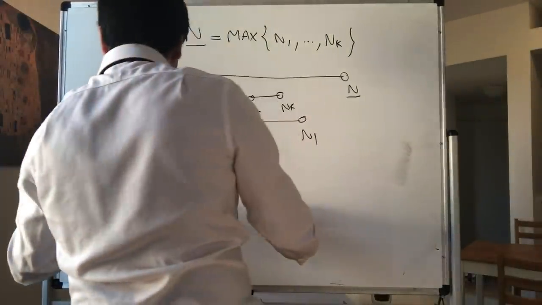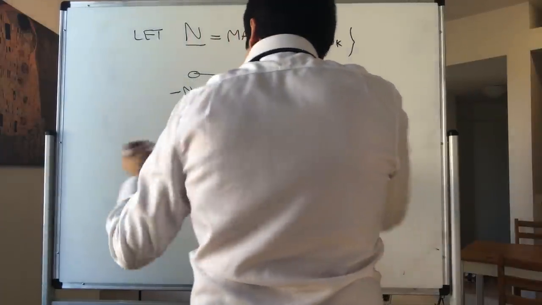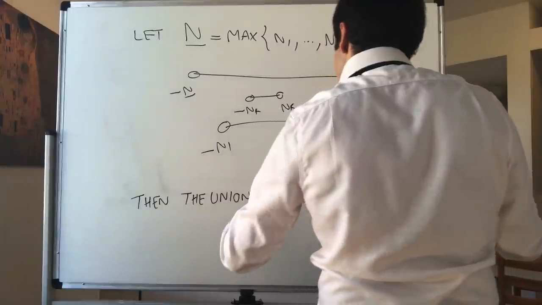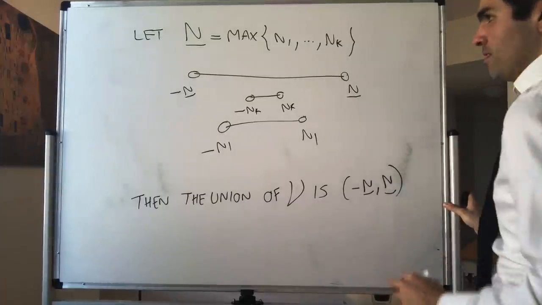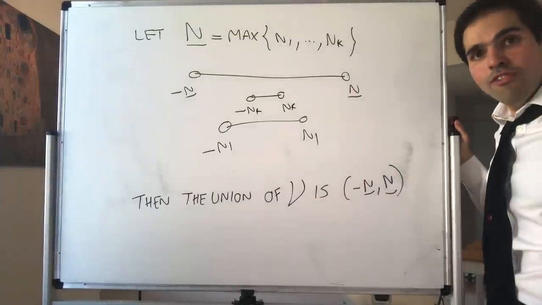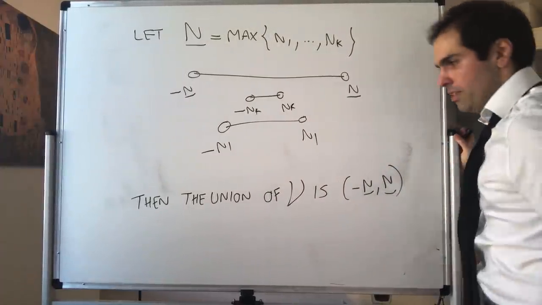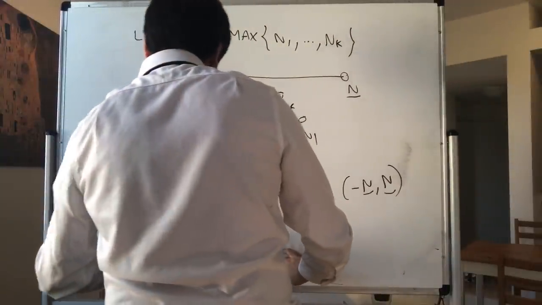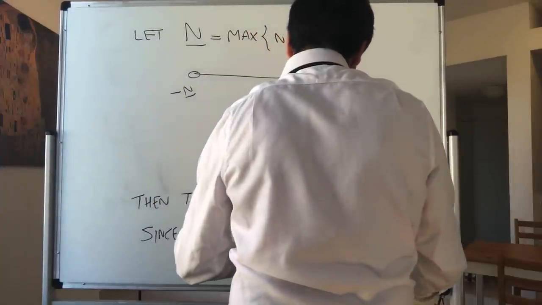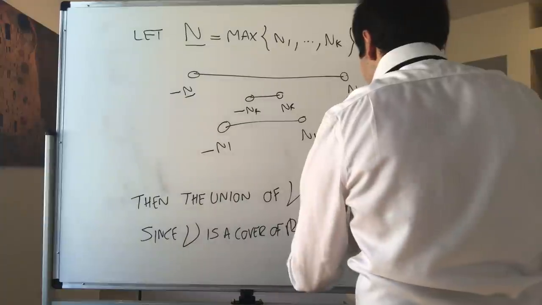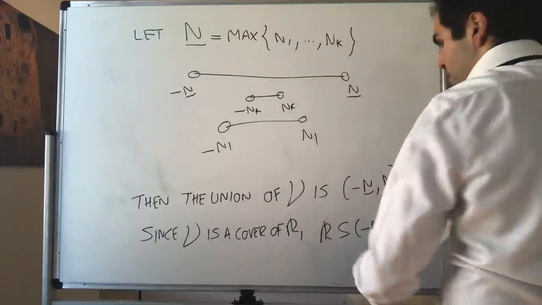Then the union of all the elements in V, so the union of V, is just the interval minus capital N, comma capital N. But remember, V is a cover. So in fact, the real numbers are included in that union. So since V is a cover of R, what we get is that R is included in the union, in minus capital N, comma capital N.